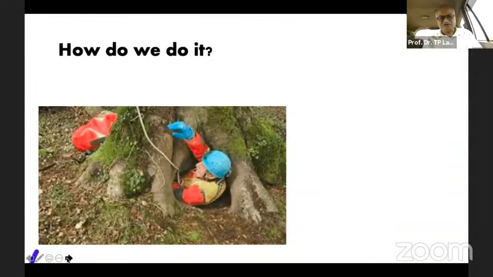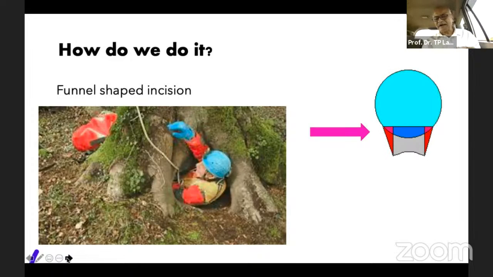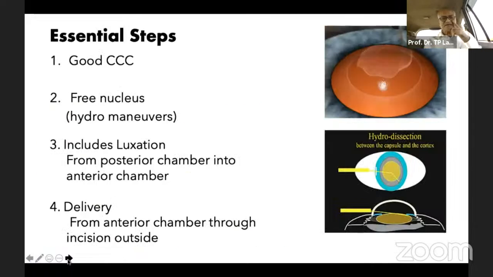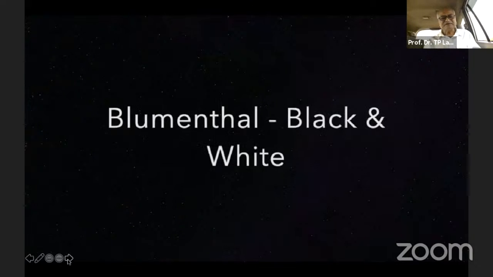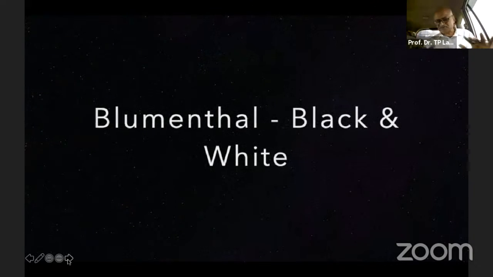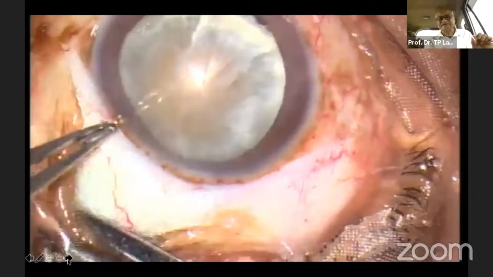Now, what I want to tell you is how to do it. So a funnel shaped incision is there, and this funnel shaped incision is a larger one. The lens is larger. We are removing it from the funnel shaped incision. Now the next. Now see, these essential steps are the same: the CCC, pre-nucleus, like the phaco. Only the tunnel is the difference.